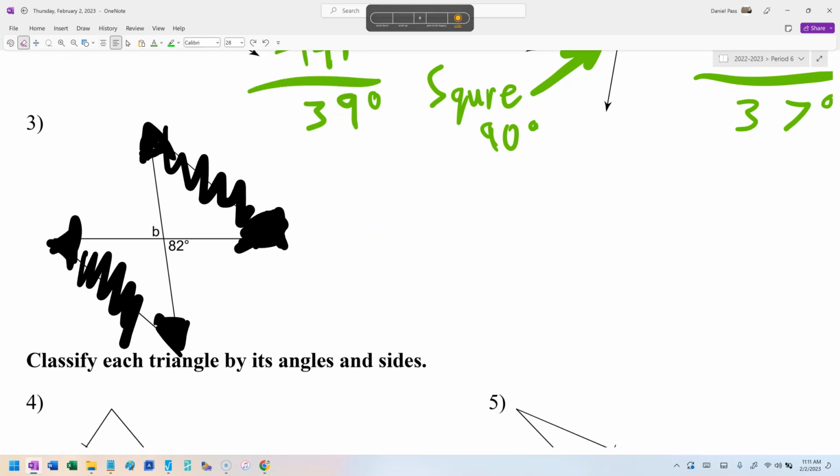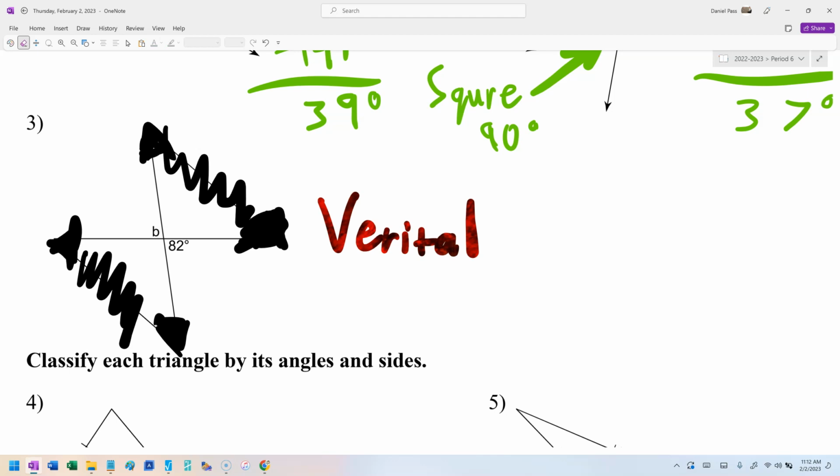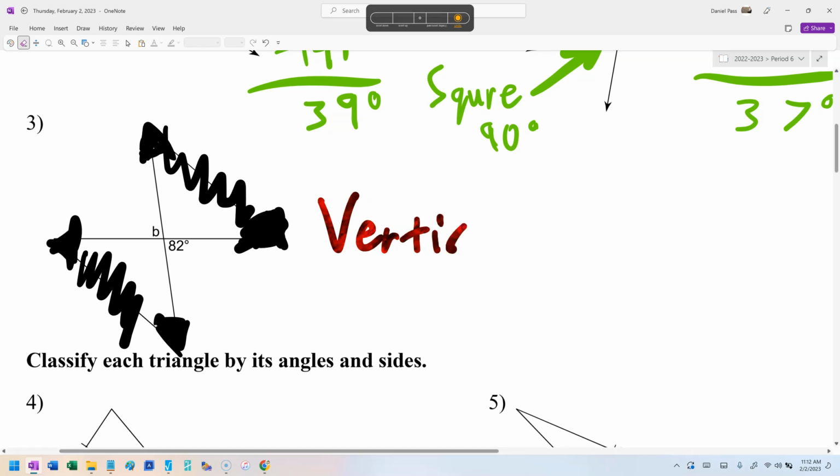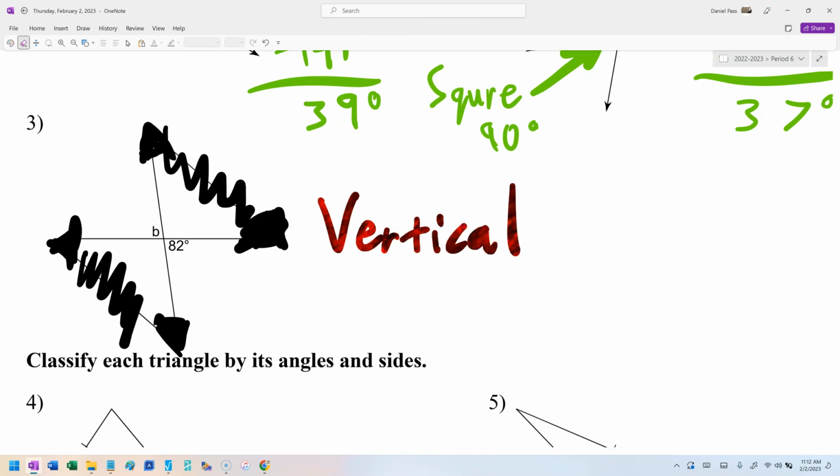Okay, what's the big one? So what is this one? Vertical. Vertical angles, because they're across from each other. Very good. Okay, oops, I forgot my C. Oh, I spelled that completely wrong. Okay, go ahead. So, what's the answer? 82. 82, because the angles across are equal to each other. He's got it. All right. Very good, very good.